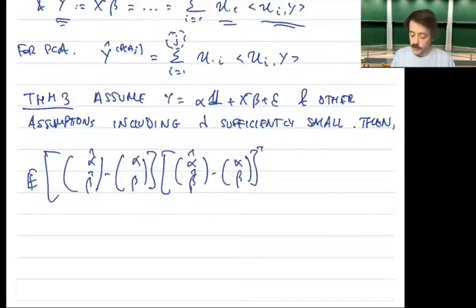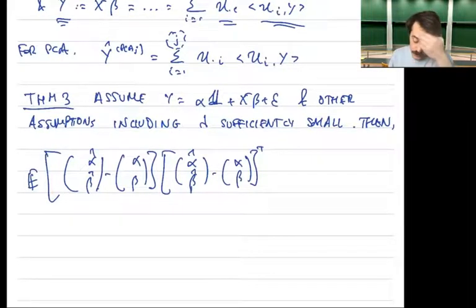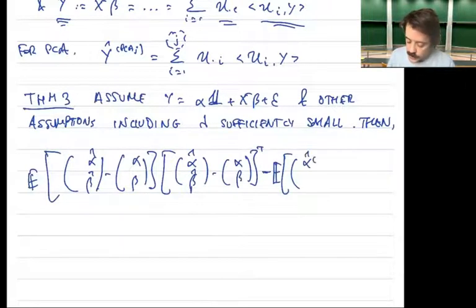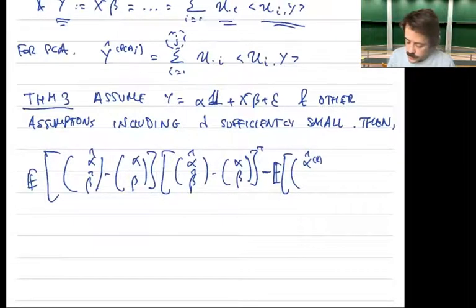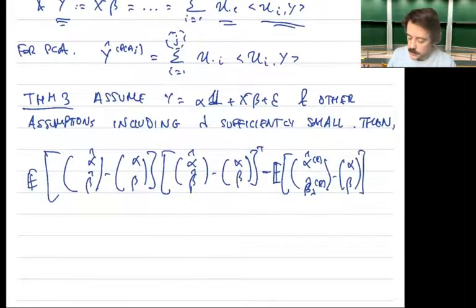Okay, so this would be the usual covariance matrix. Let me now subtract the following quantities. This is now for ridge, and this is now beta for ridge as well, minus alpha beta.